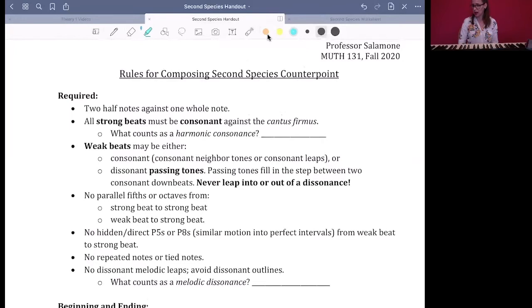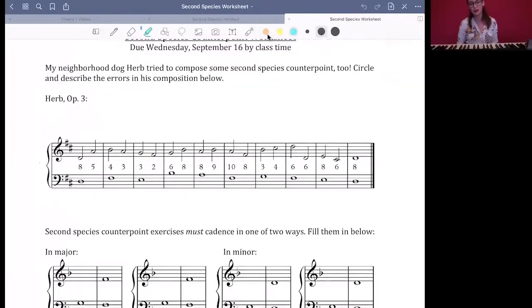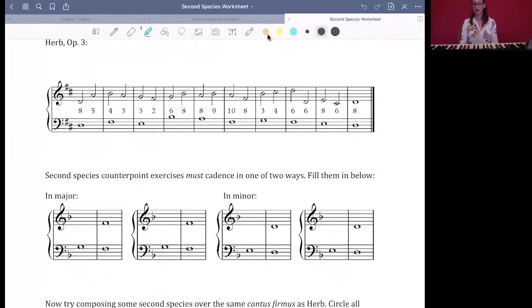Now let's take a look at the worksheet that is due at class time on Wednesday. This is one of your hard copy assignments. So I want to go over it with you really quickly. You're going to do a little bit of error detection. So what I'd like you to do is the same thing we did with the error detection handout for first species. Find the errors and just tell me what they are. So you don't have to write me a book, but give me a sentence. Just tell me parallel fifths or parallel octaves or dissonance on a strong beat, whatever it is. But find the errors in Herb's composition.